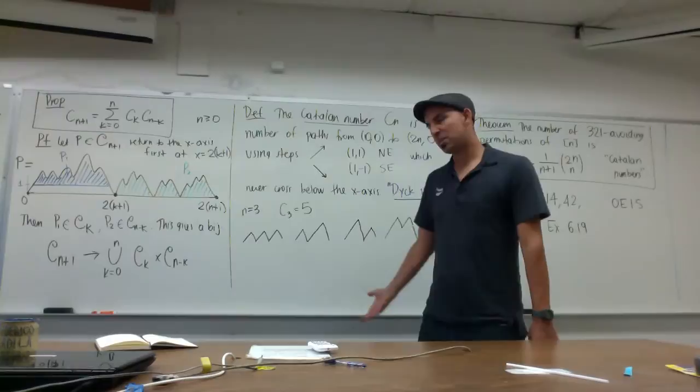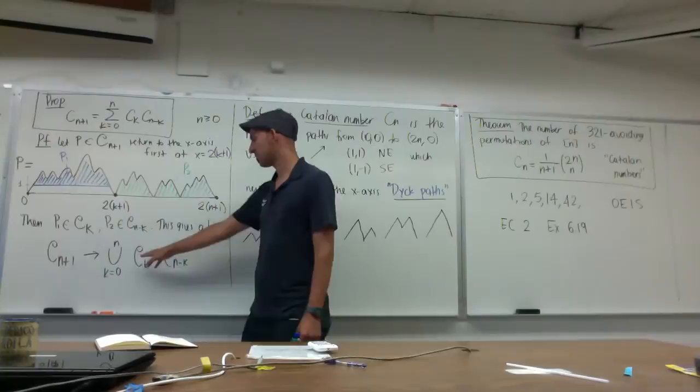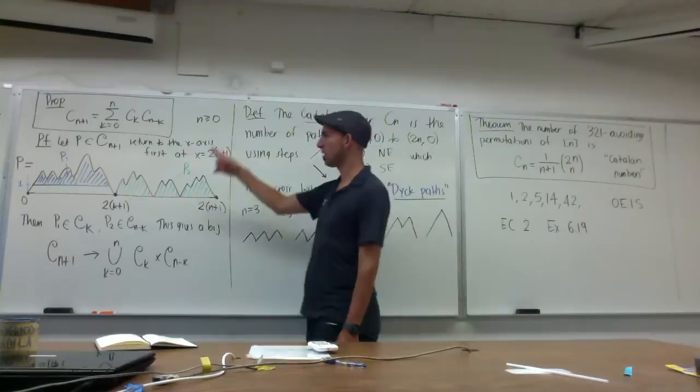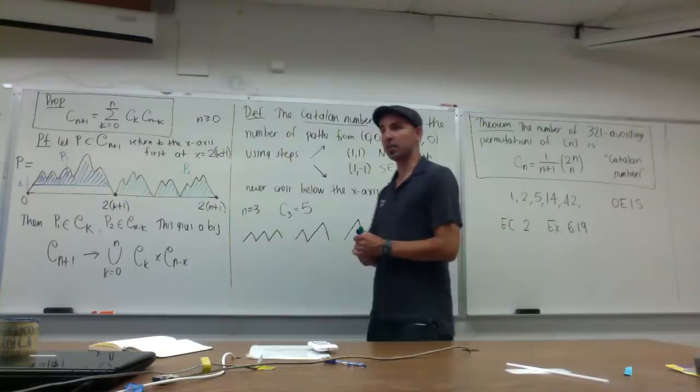So if this is a bijection, that means that these two sets have the same size, but this has size C n plus 1, and here this is a disjoint union, and for each k from 0 to n, the size of a product of sets is this times this. So that proves it. We have proved the recurrence formula for Catalan numbers.